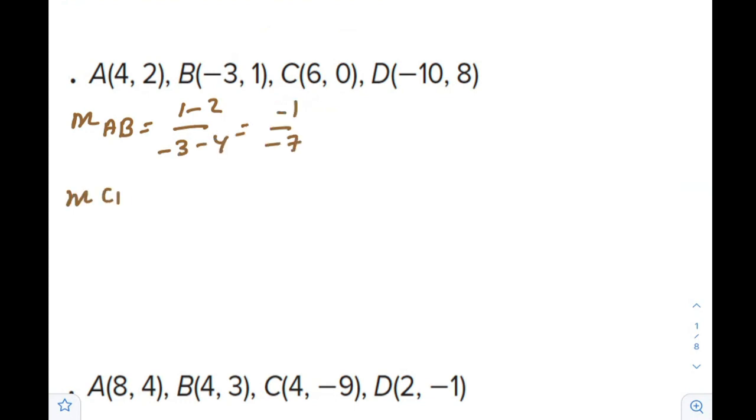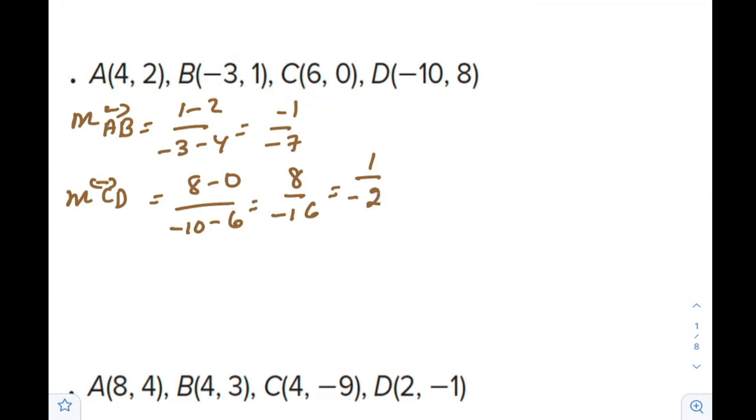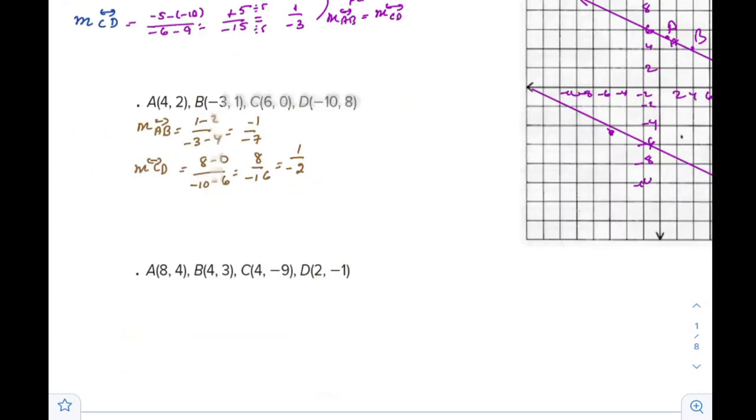Slope of CD. You can find it now. You are professional. And simplify: 8(1) over 8(2), -2. As you see, the slopes have no relation between each other. So they are not parallel nor perpendicular. So we can write neither.